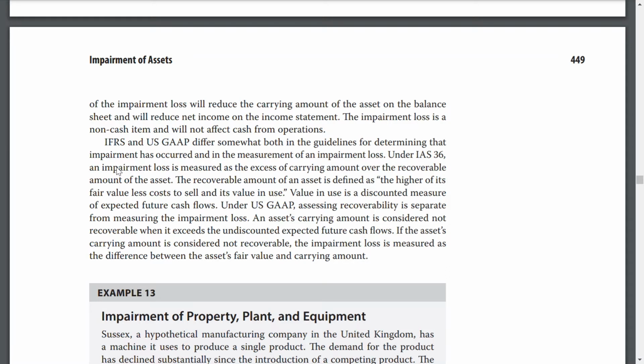Under US GAAP, assessing recoverability is separate from measuring the impairment loss. An asset's carrying amount is considered not recoverable when it exceeds the undiscounted expected future cash flows. If the asset's carrying amount is considered not recoverable, the impairment loss is measured as the difference between the asset's fair value and carrying amount.